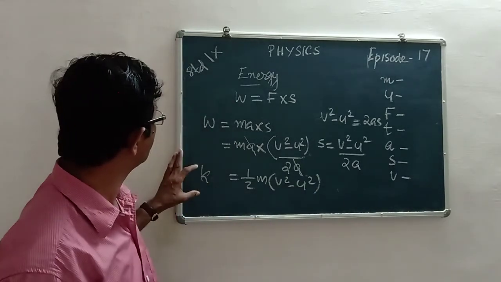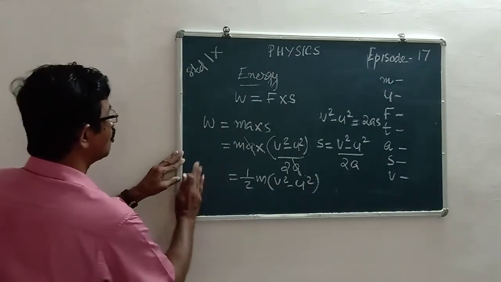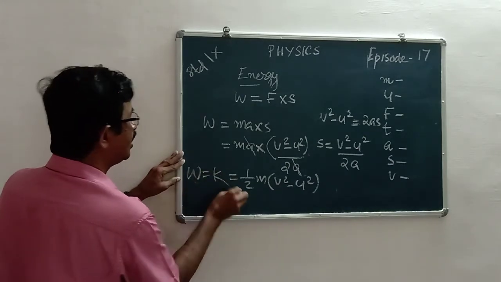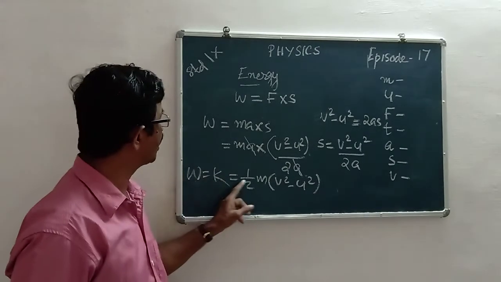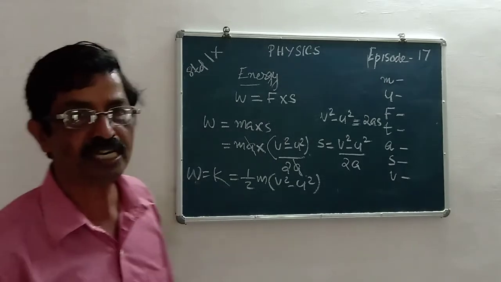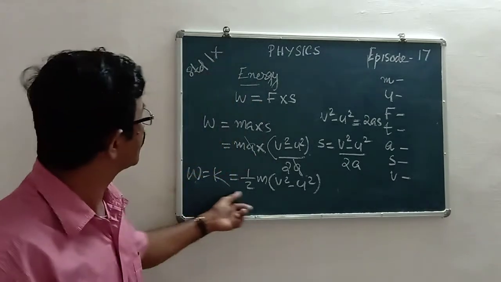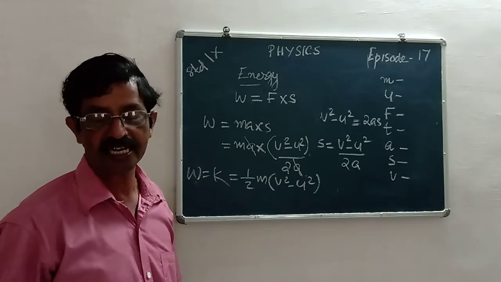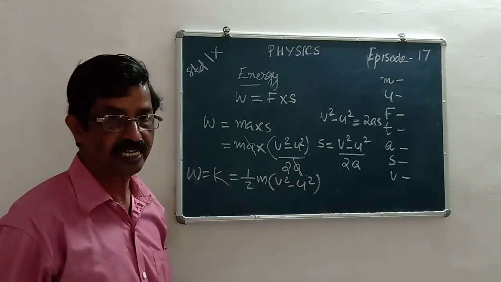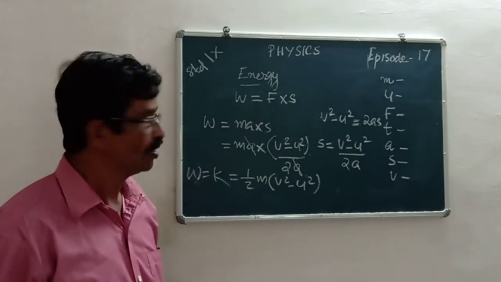Work done W is equal to the change in kinetic energy. W is equal to K, that is equal to half m into v square minus u square, that is equal to change in kinetic energy. Okay.